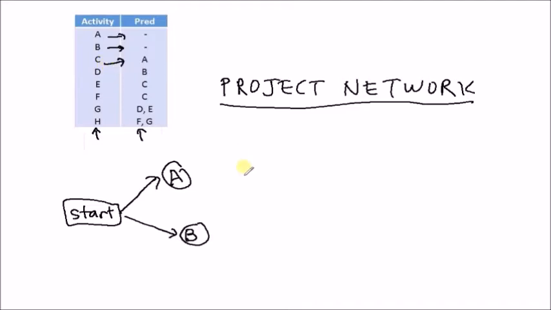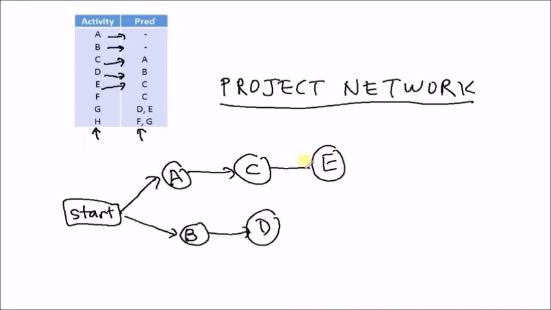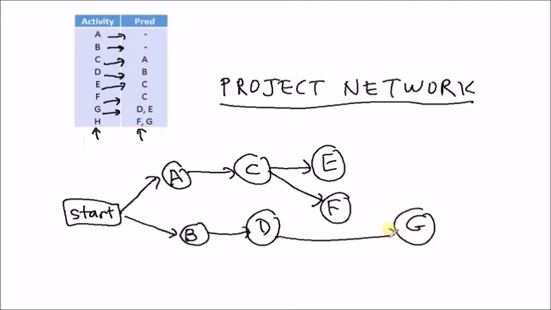Predecessor of C is A. Predecessor of D is B. Predecessor of E is C. Predecessor of F is also C. Predecessor of G is D and E. And predecessor of H is F and G.